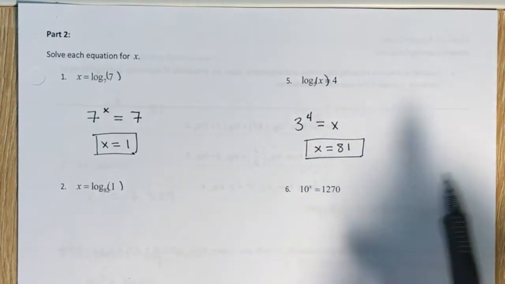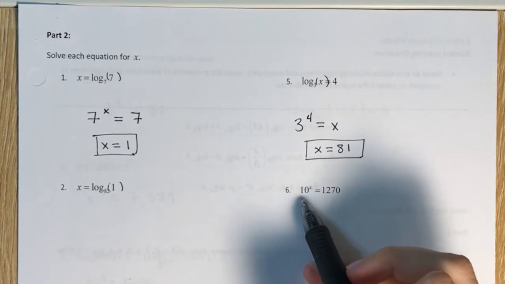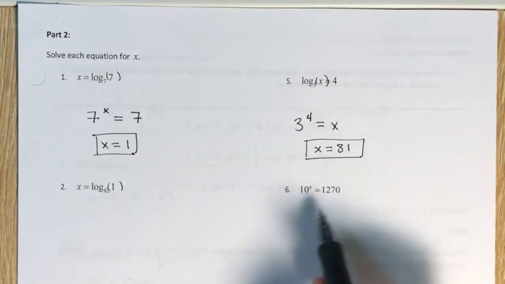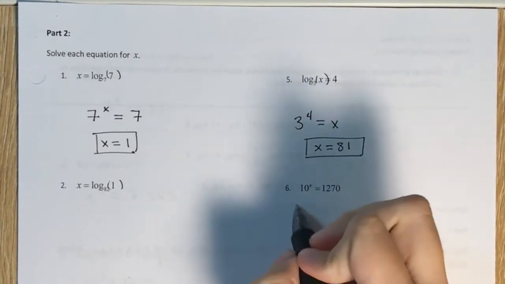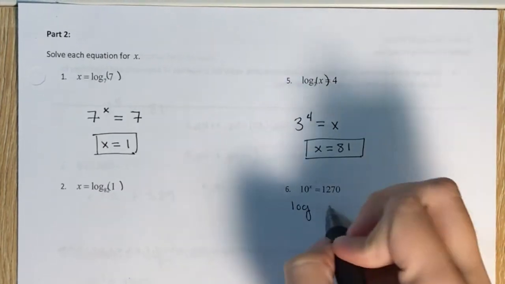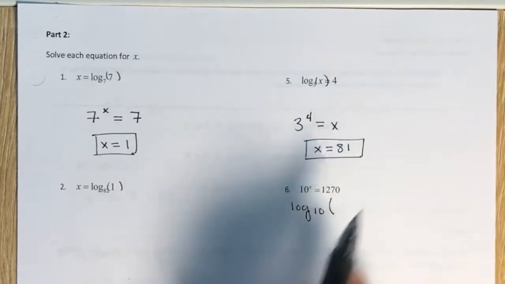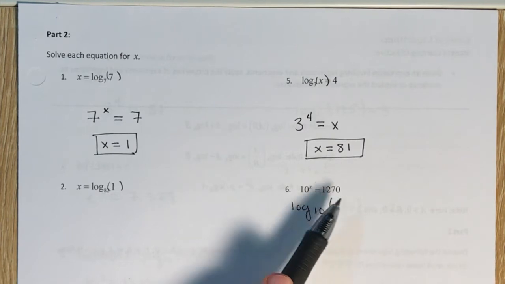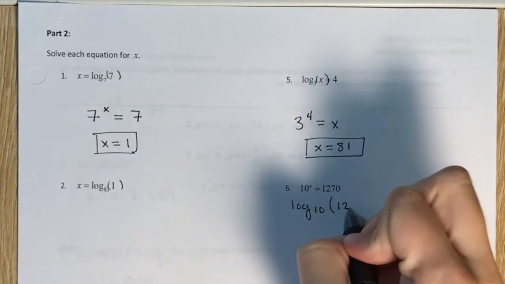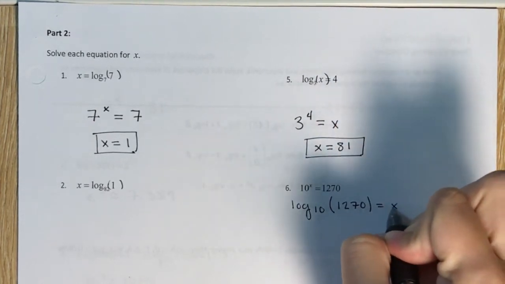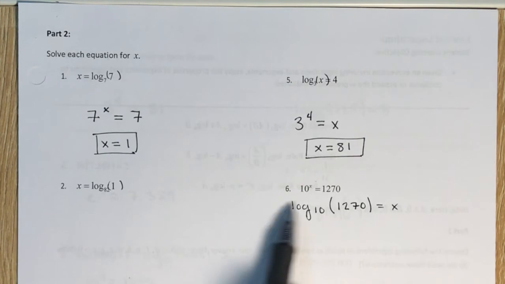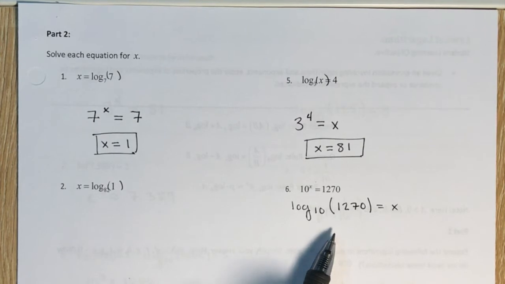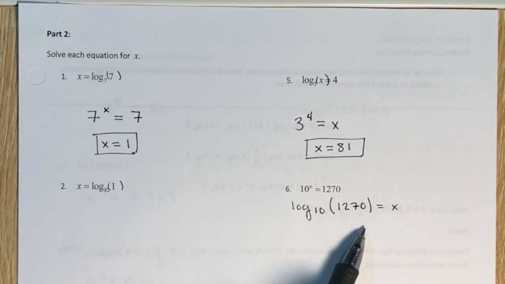Okay, looking at number 6, here we have 10 raised to the x equals 1,270. So we're in exponential form, we want to be in log form. So we have log base 10 of, well, our old input was x, our old output was 1,270. So our new input is 1,270 and our new output is x. This is not something that we can calculate easily in our heads. This is something we'll have to put into our calculator.